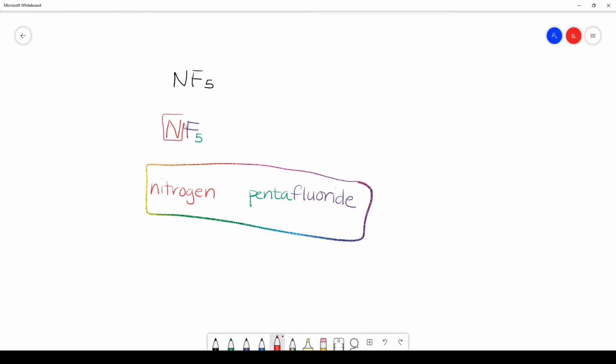I guess better late than never here. There's my element 1, my symbol 1, and my prefix 2, and my element 2.